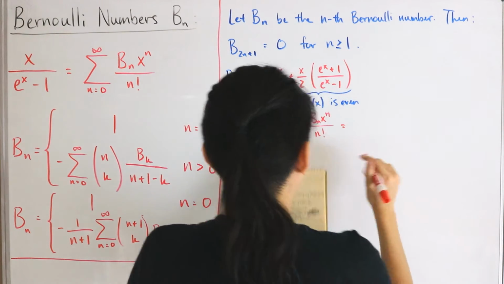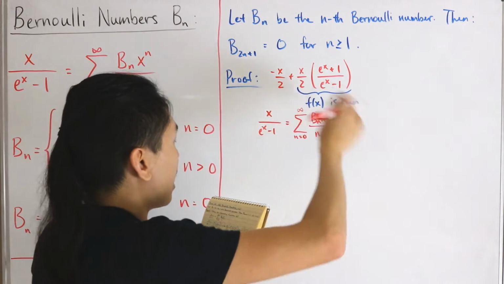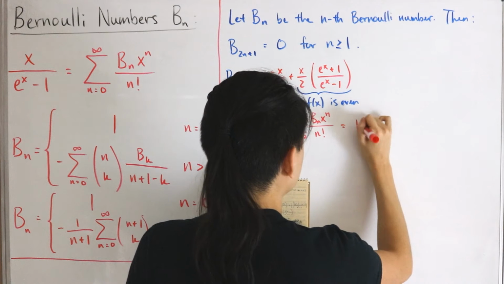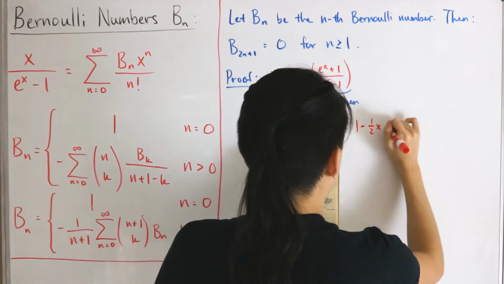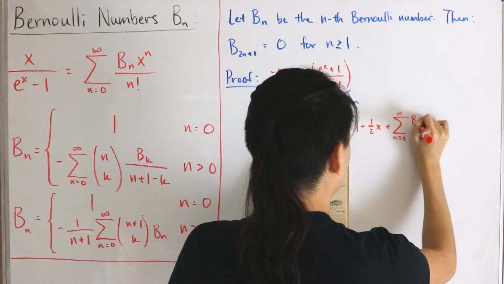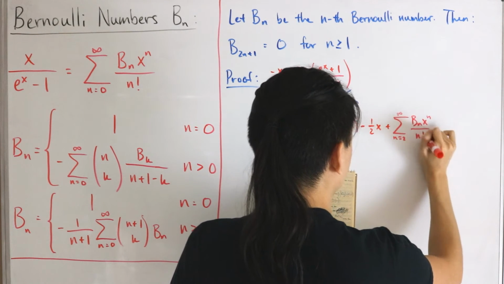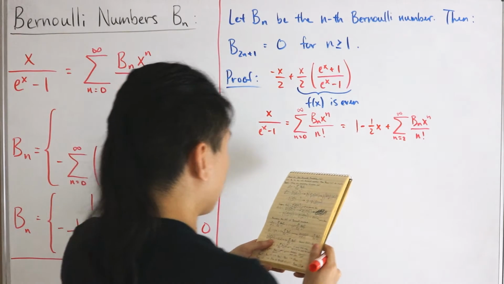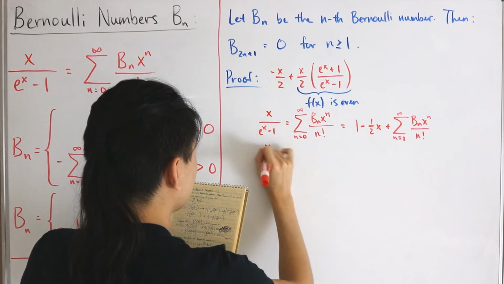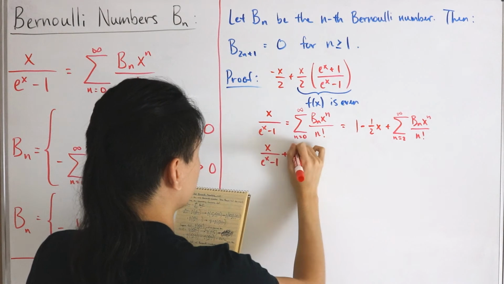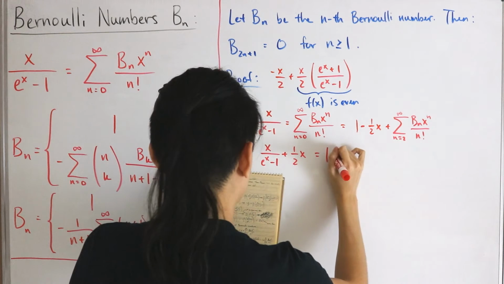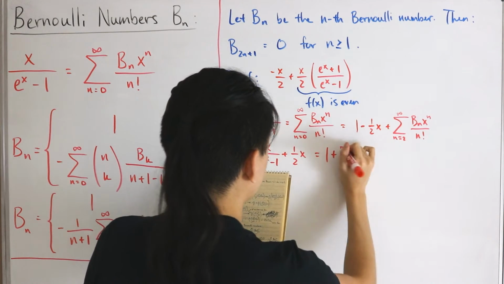So putting this all together, substituting the n equals 0 and n equals 1 terms, we'll have the expansion of 1 subtract 1/2 x, added to the infinite sum where n is equal to 2 of b sub n, then x to the power n divided by n factorial. Then continuing forward, I'll just add 1/2 x to both sides. So x divided by e to the x minus 1 plus 1/2 x is set equal to 1 plus the infinite sum of just this thing right there.